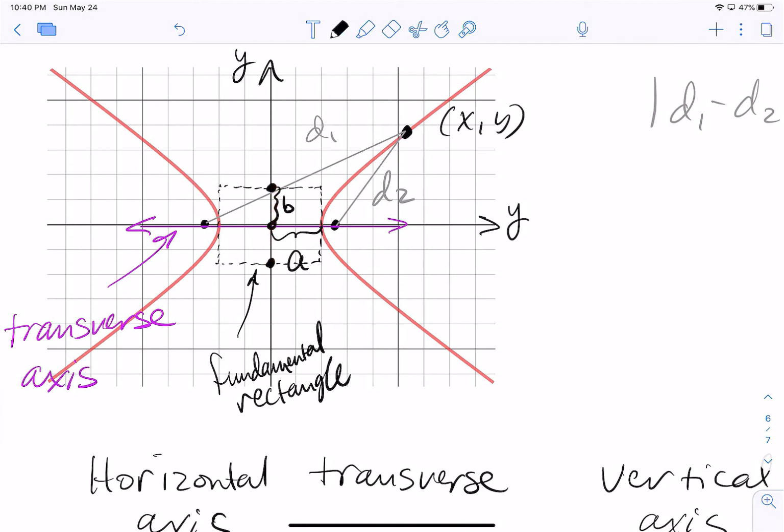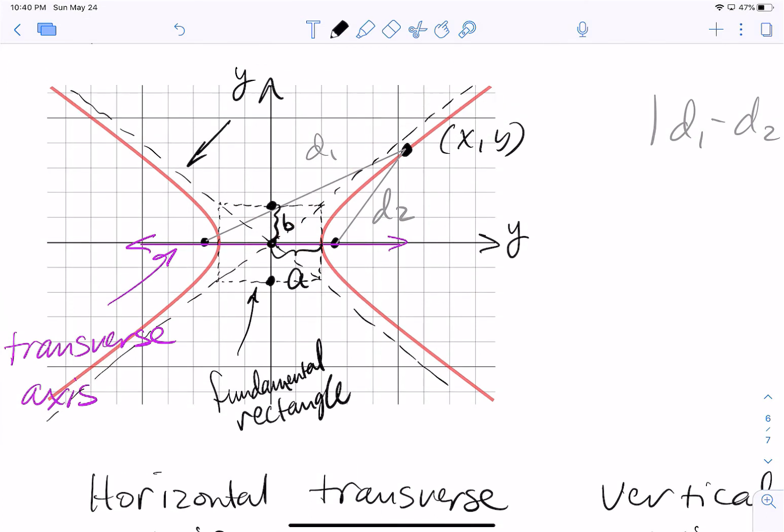And the deal with this rectangle is that drawing lines that go through the corners of the rectangle from the center of the hyperbola give us what we call asymptotes. And the hyperbola has a vertex that touches the fundamental rectangle and then bends up and away, but then becomes asymptotic with those diagonal lines. So these lines here are called asymptotes.